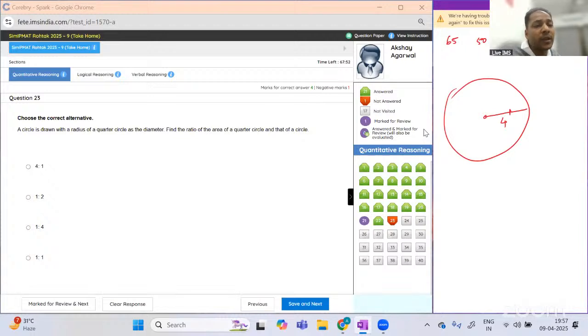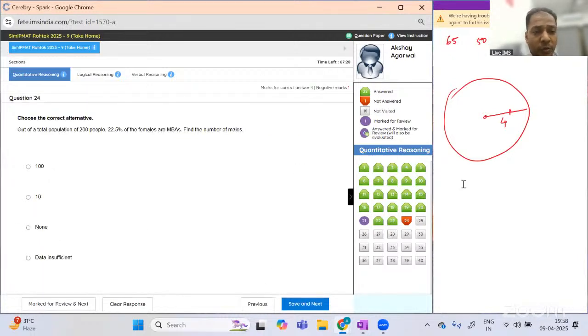The circle is drawn with the radius of a quarter circle as diameter. So the diameter of the quarter circle is the radius of the circle. So the radius of the circle is twice the radius of the quarter circle. Basically its radius is double, therefore its area is 4 times. The ratio of the area of quarter circle to that of the circle is 1:4. I'm sorry, I misinterpreted the question.